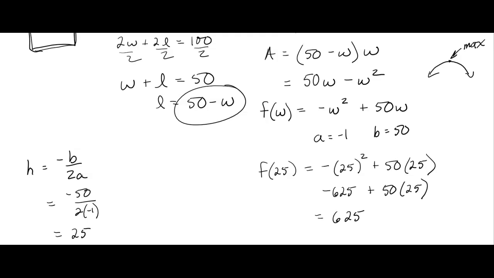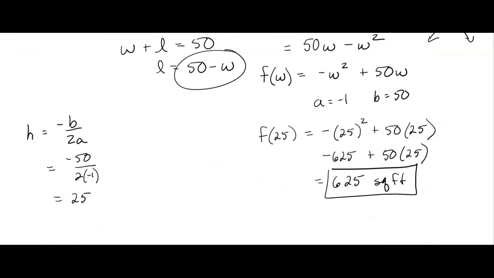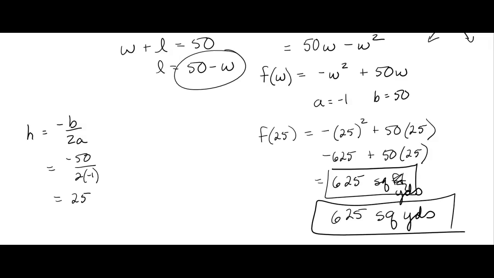All right, that's the maximum area then. That's in square feet. I think it was in feet, right? That would be the maximum area we can fence. Oh, it wasn't feet. It was yards. Sorry. Okay, so not feet. It was yards. Square yards. So 625 square yards is the maximum area we can fence in a rectangle. Okay.